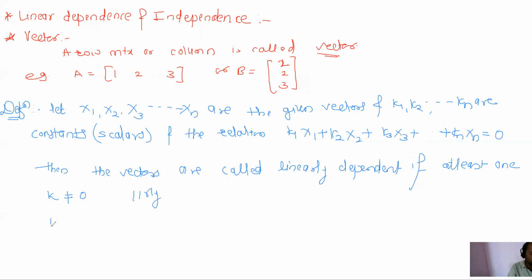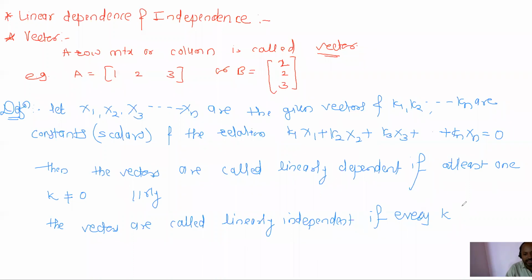Similarly, the vectors are called linearly independent if every k, that is k1 is equal to k2 is equal to k3 is equal to dot dot dot up to kn, are equal to 0. Understood the definition of dependence and independence?